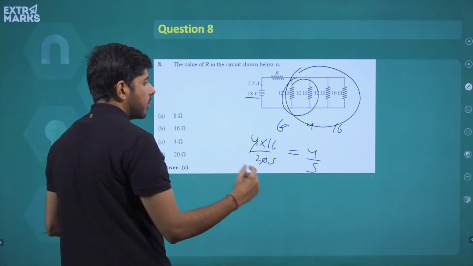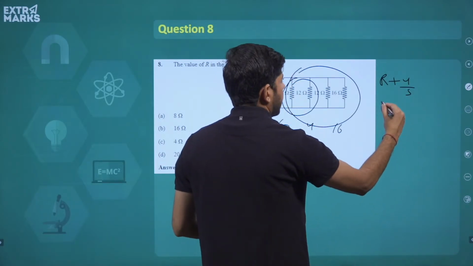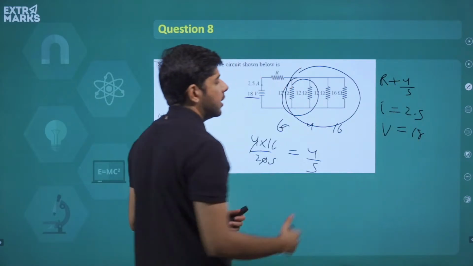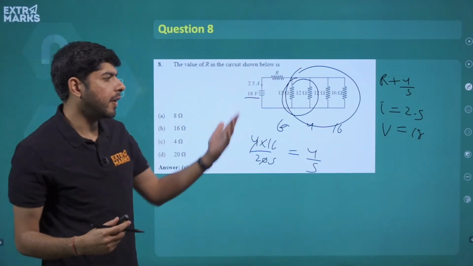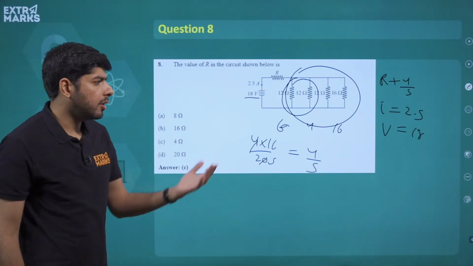So what is the total resistance? R plus 4 by 5, right? And what is the current? 2.5. And what is the potential? 18. So very simple, just do the calculation and use V equals IR, of course Ohm's law, and find R. Okay, you solve this and get the answer.